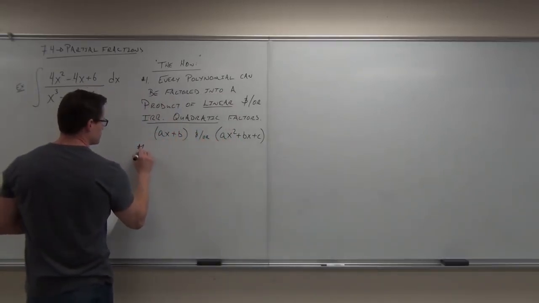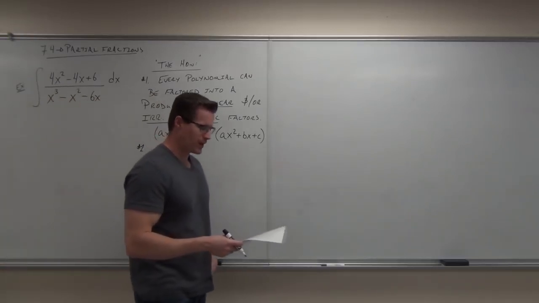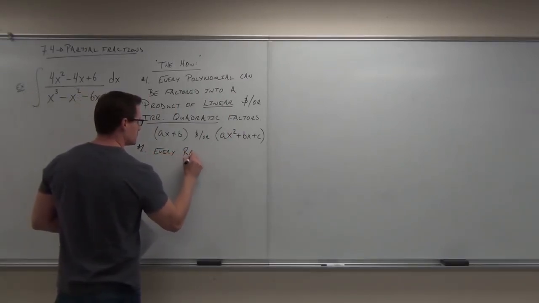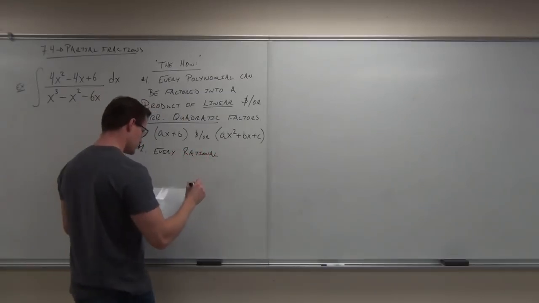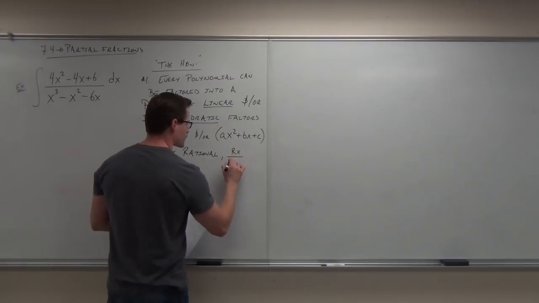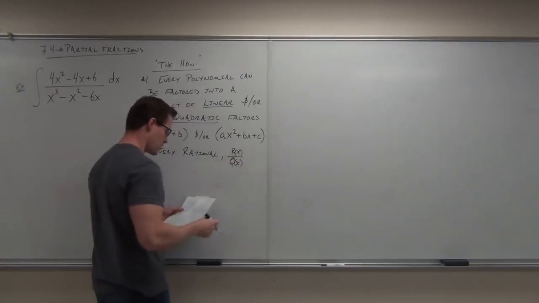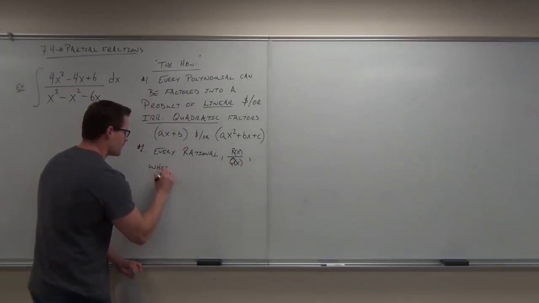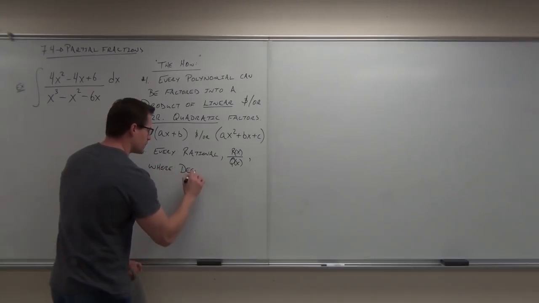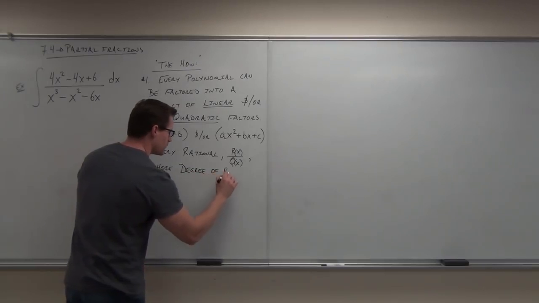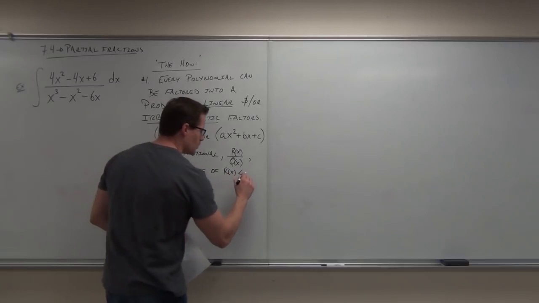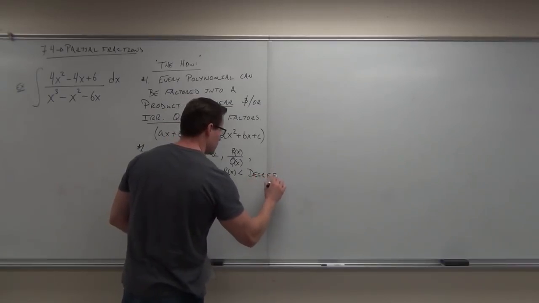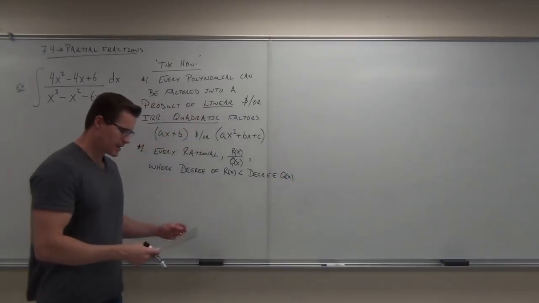Rule number 2. Rule number 2 is that every rational function, so basically where you have r of x over q of x, where r and q are both polynomials, where the degree of r is less than the degree of q, can be decomposed into partial fractions.